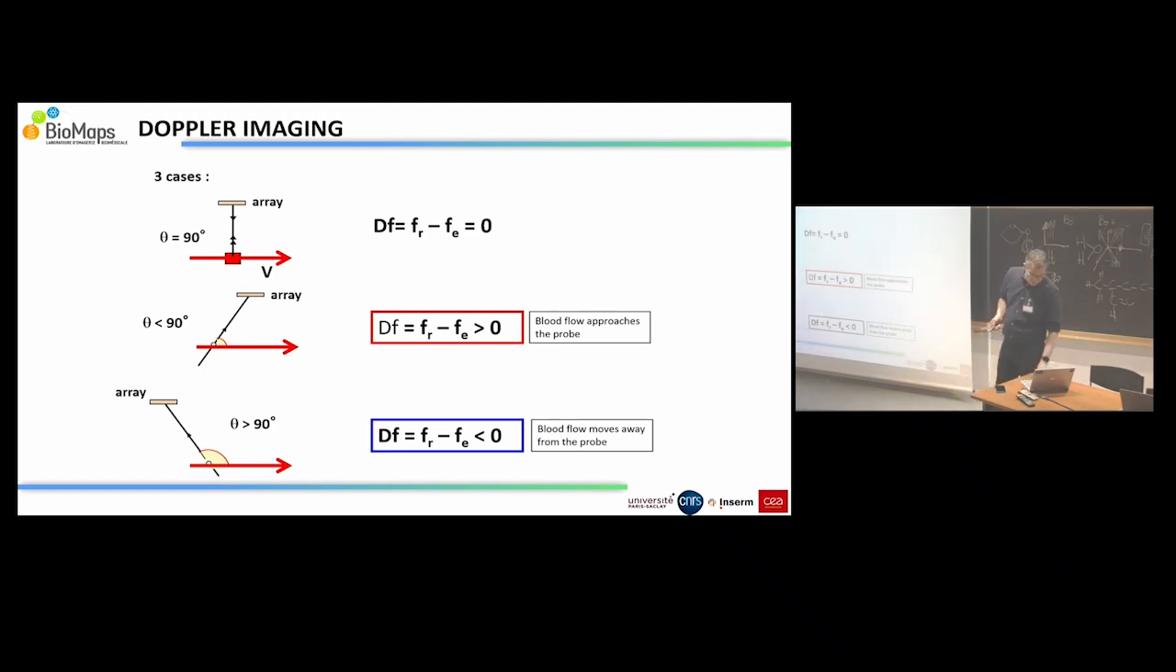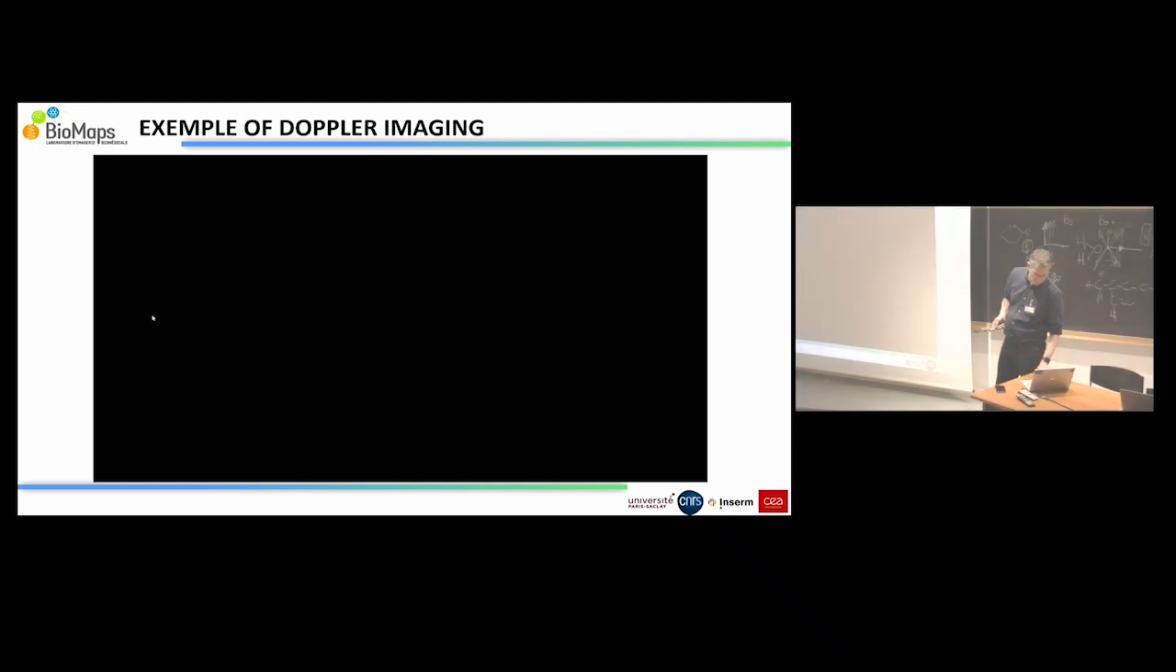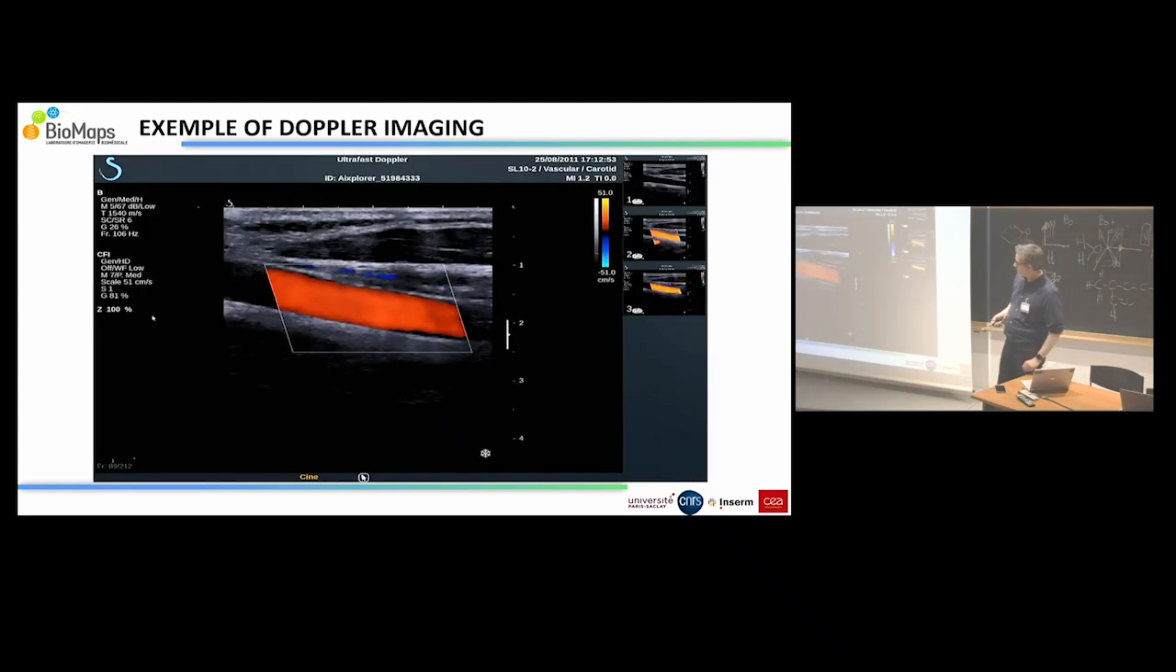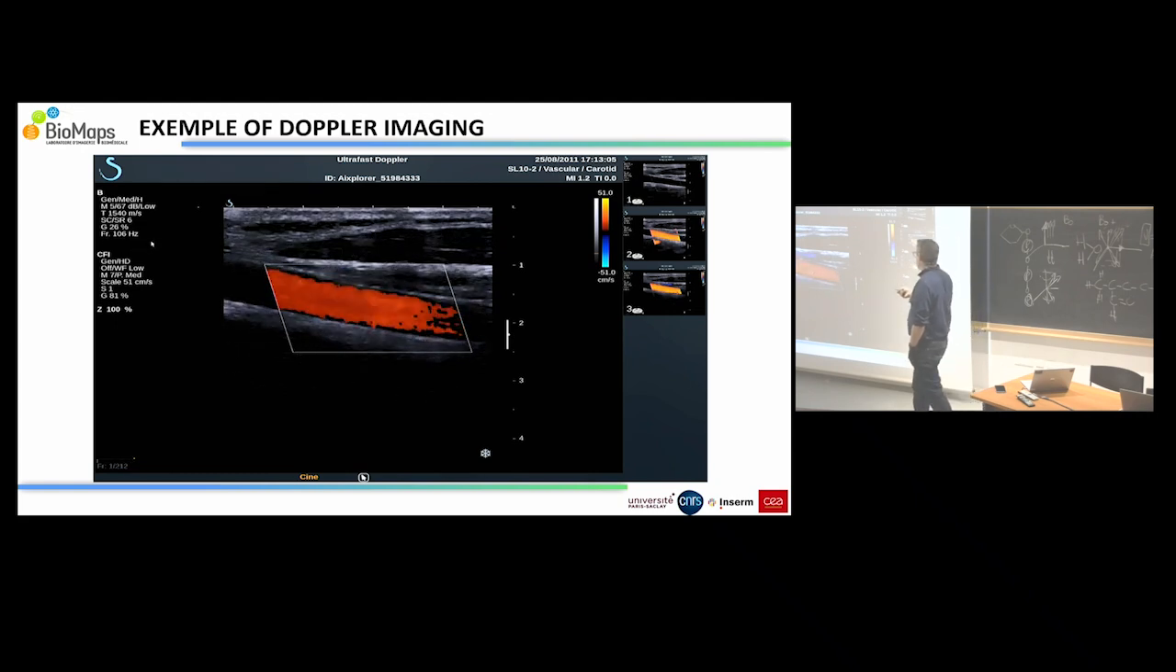So here is an example, if it works. Here you see blood velocity quantification. When it's red, the blood is going up toward the probe, and when it's blue, it's going down away from the probe, and it's color-coded like that.